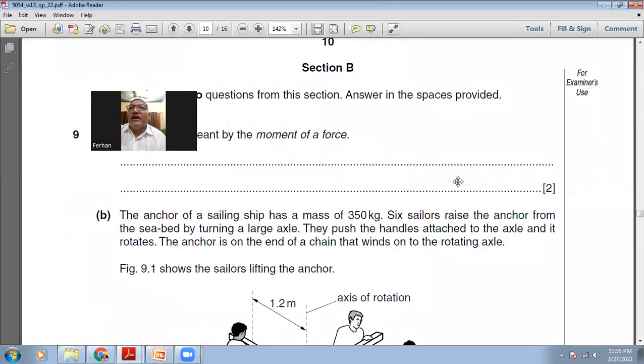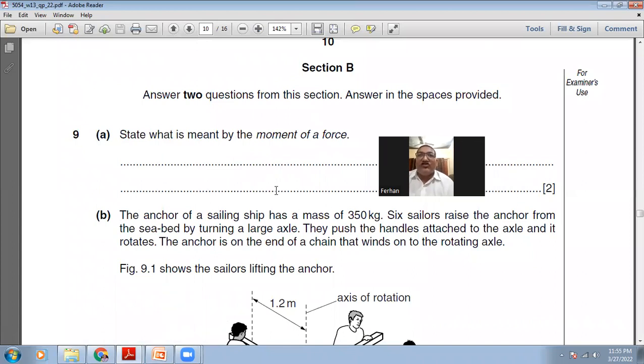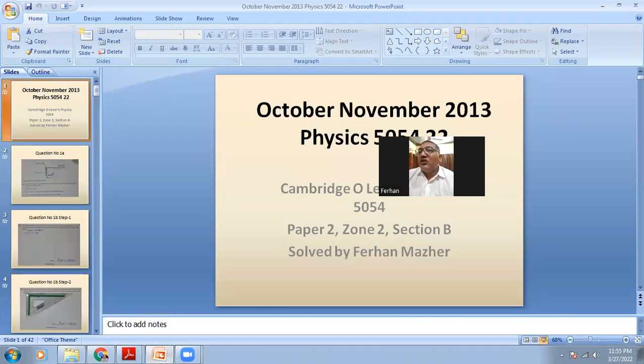Okay, so the first question coming up, this is Section B of the October November 2013 paper 22. We are doing Section B, question number 9. Its A part is: state what is meant by the moment of a force. The moment of a force is the product of the force and the perpendicular distance between the pivot and the line of action of the force.